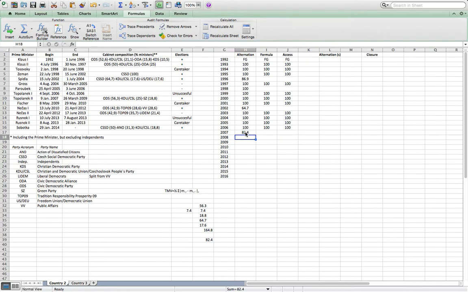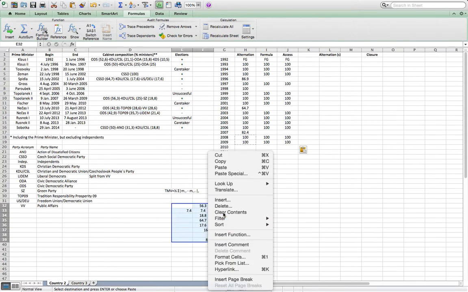Okay? Let's see, was there any change in 2008? No, there were no changes in 2008. There were no changes in 2009. This means that the index gets a 100 for all these years in the three features. In 2010, we see that there was again partial alternation because the ODS, the Liberal Conservatives, were kept in government.